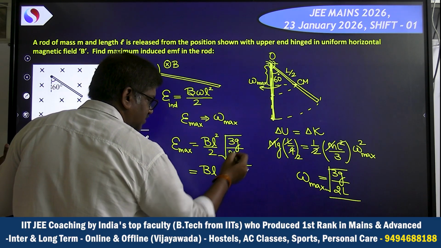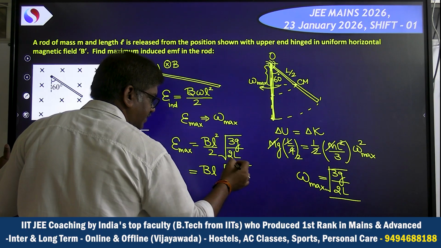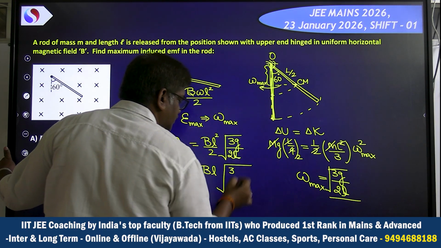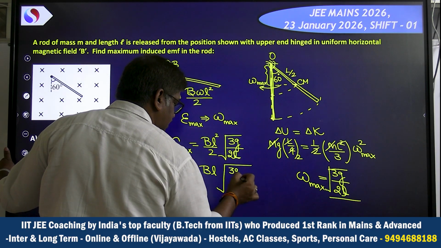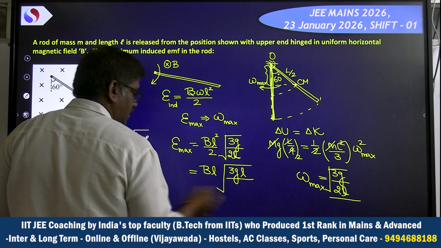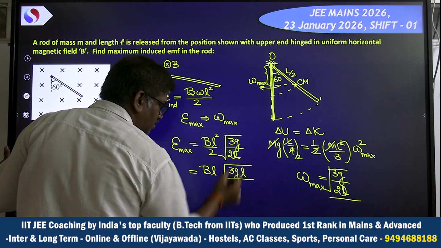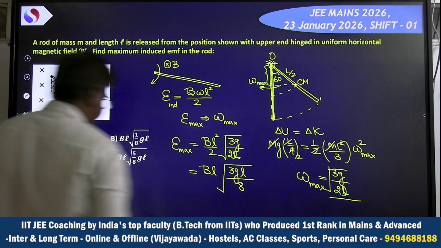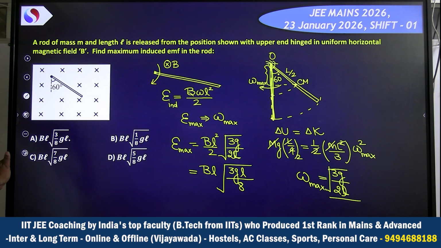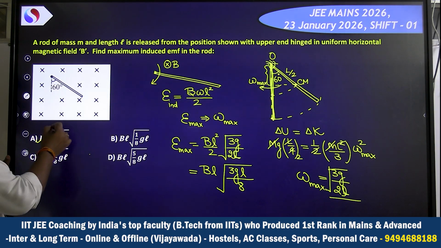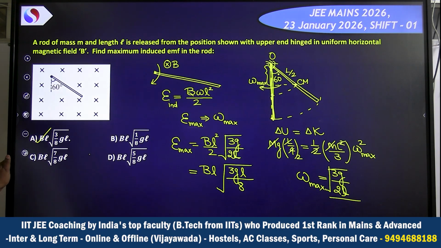So L by 2 means L square, 1 L will cancel, these L's are same. So it is going to be 3GL, 1 L cancel. And this 2 will go inside, so it is 4. So 4 into 2 is 8. That will be my right answer. So BL under root of 3GL by 8. That will be your right answer. So we are going with the option A.